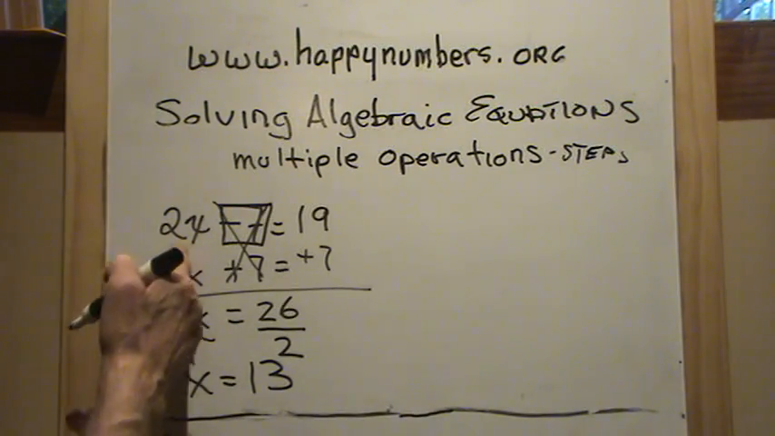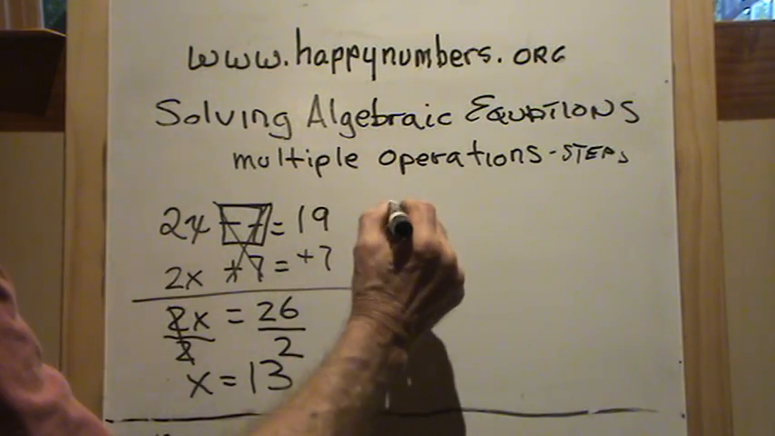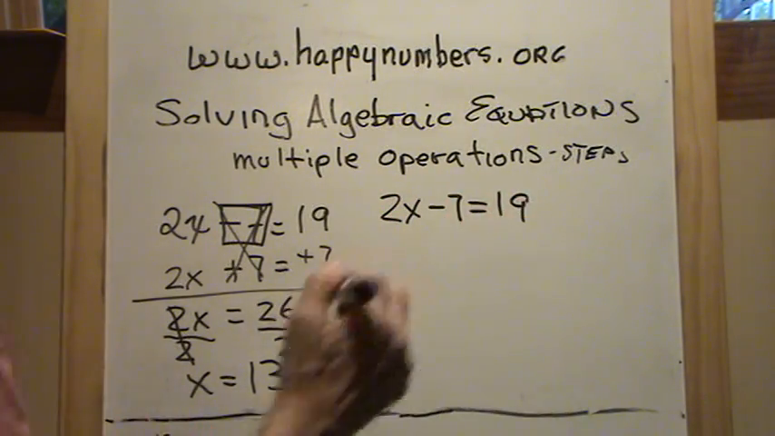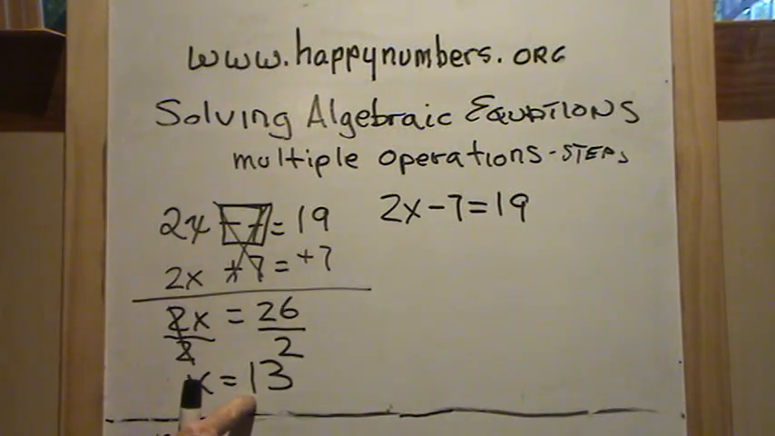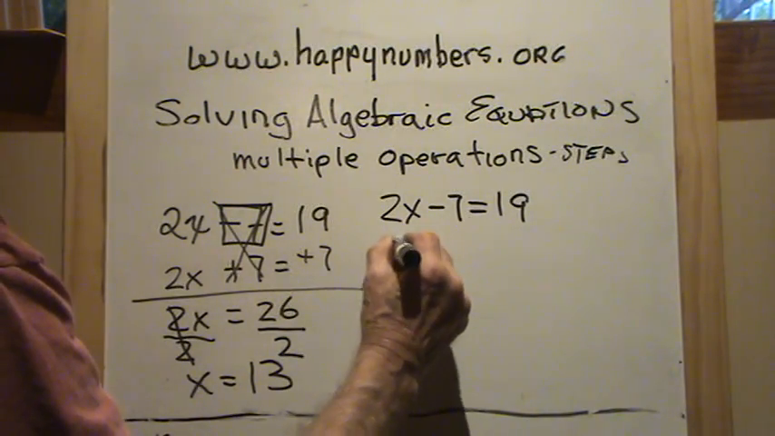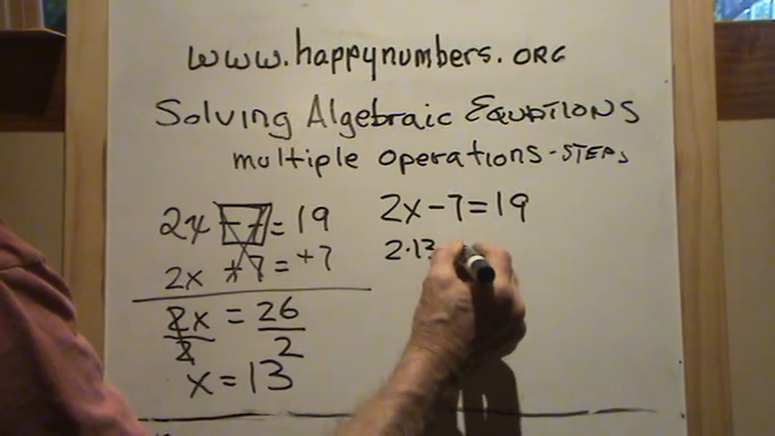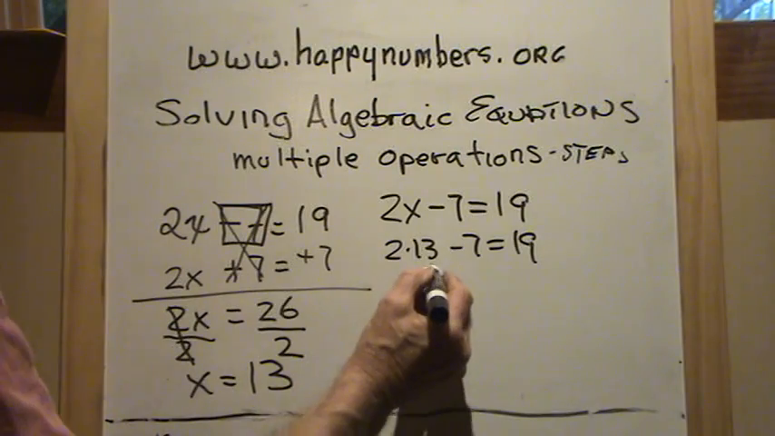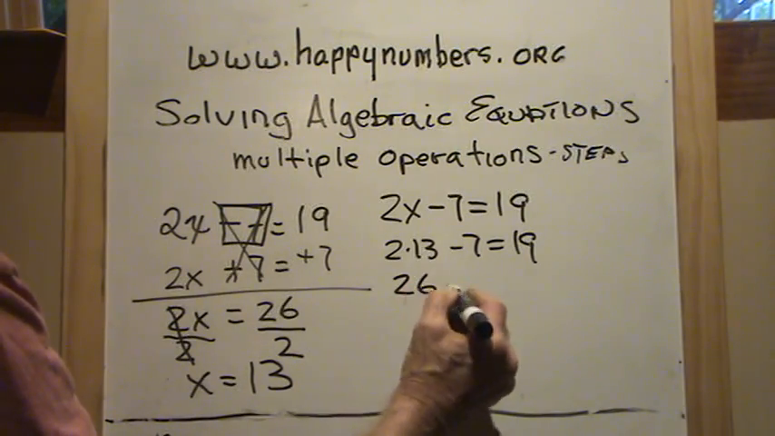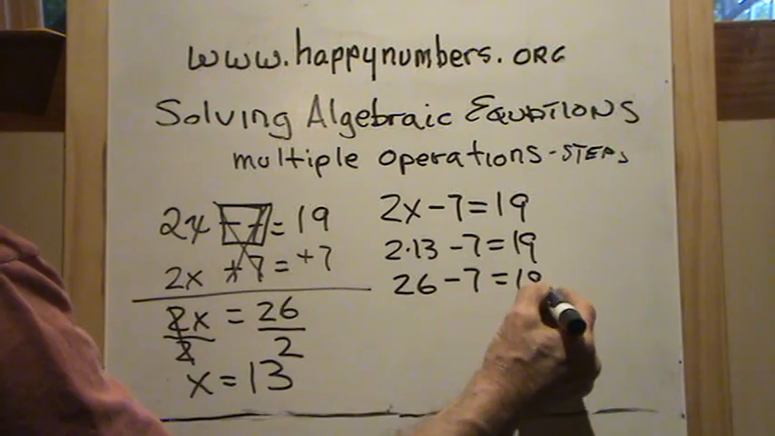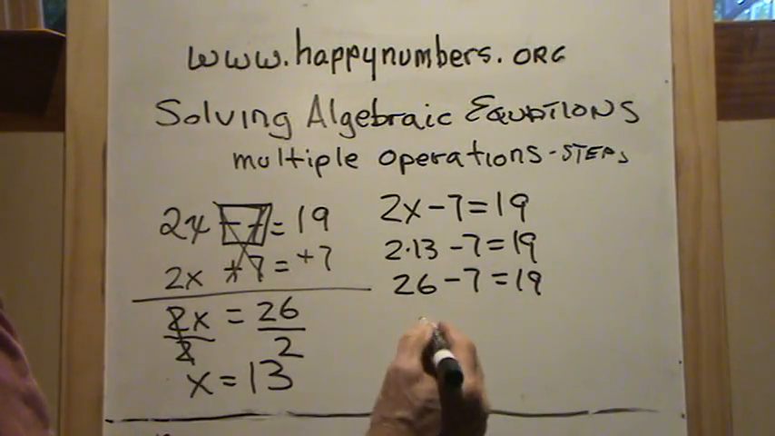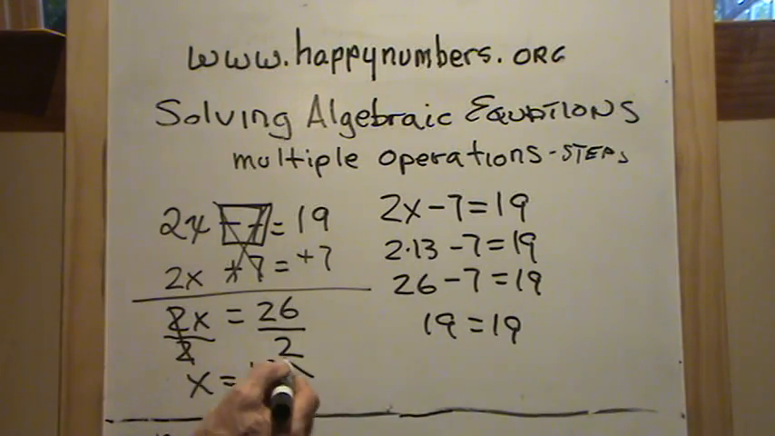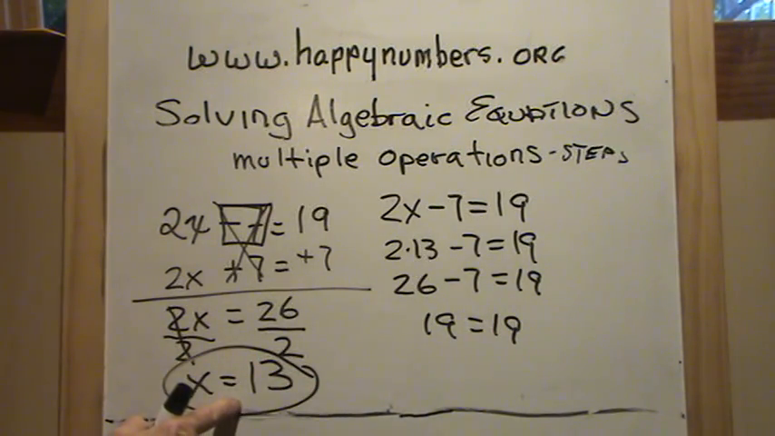Let's go back to our initial equation: 2 times x minus 7 equals 19. And let's substitute 13 for x. 2 times 13 minus 7 equals 19. Well, 2 times 13 is 26, minus 7 equals 19. And 26 minus 7 is 19, so 19 equals 19. So our answer is correct.